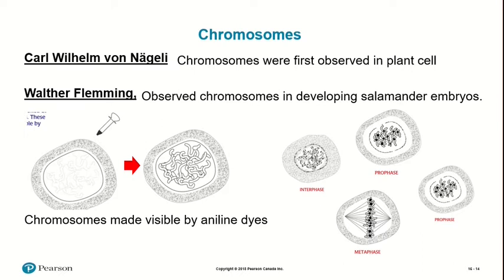He observed chromosomes by staining them with aniline dyes. Aniline dyes are a byproduct of coal tar, and he used them to study big cells of developing salamander embryos. Using those cells, he was able to see the chromosomes very clearly, and he followed how these chromosomes move during mitosis.